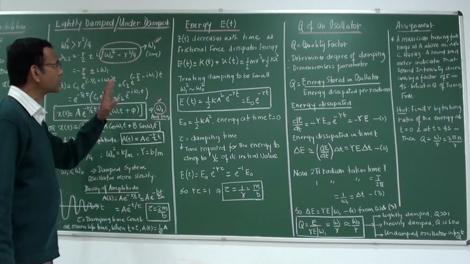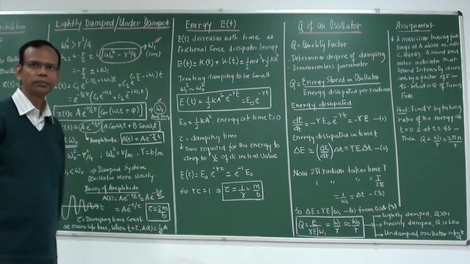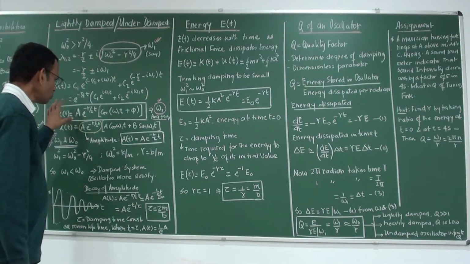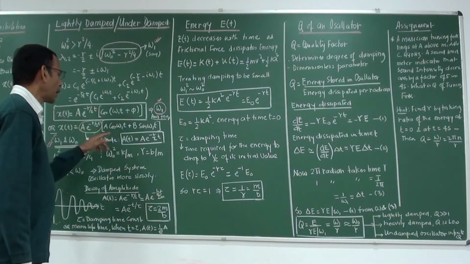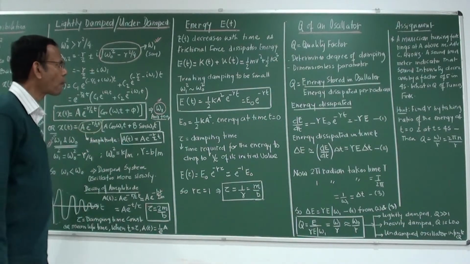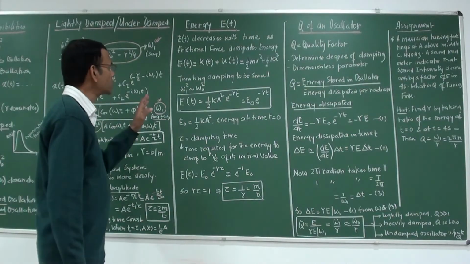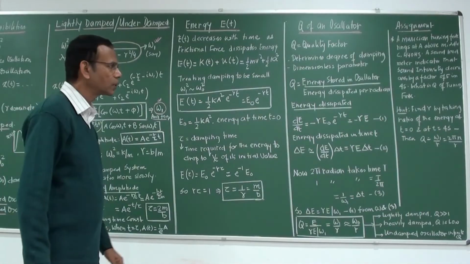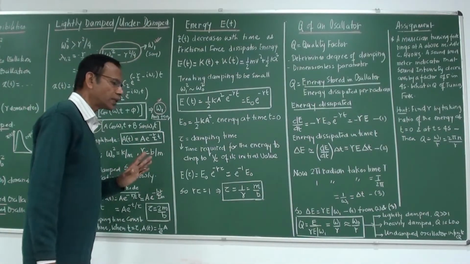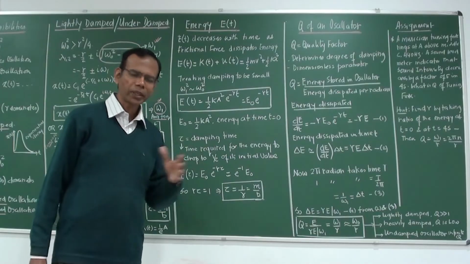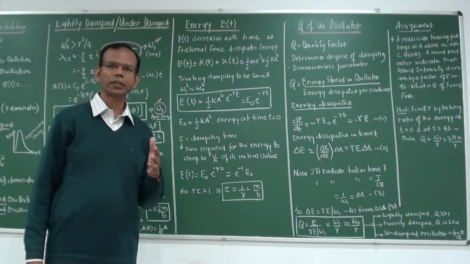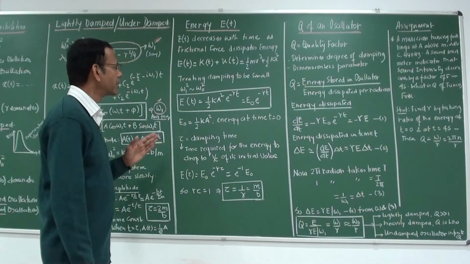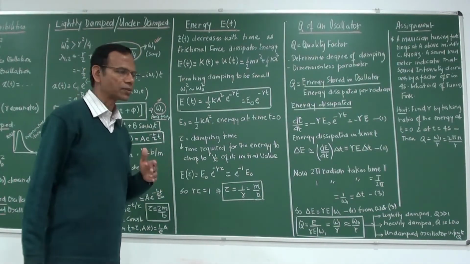Now, let us come to the energy part, because till now we have been interested in the displacement x and also the amplitude A. Now we will see how the energy is changing. Obviously, since it is a damped oscillator and it is dissipating, the energy will not remain constant. It will keep on dissipating, that means it will decrease.